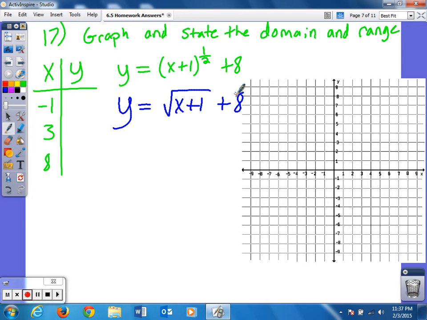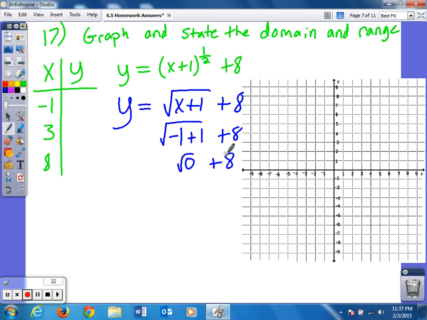So again, we need to be careful about what we put in for x so that we don't get negative numbers underneath the square root. So we actually can have a negative value for x this time. If we plug in -1 for x, then we have -1 plus 1 underneath the square root, which gives us 0. So we can have -1, we just can't have any numbers less than -1.